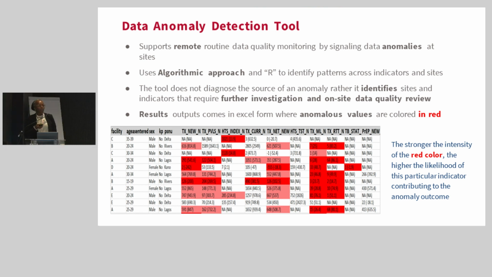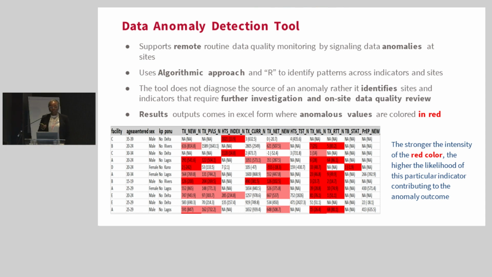The results output from this tool come in Excel form, where the anomalous values are all colored in red. And the stronger the intensity of the red color, the higher the likelihood that a particular indicator or site is contributing to the anomalous outcome that we are looking at.